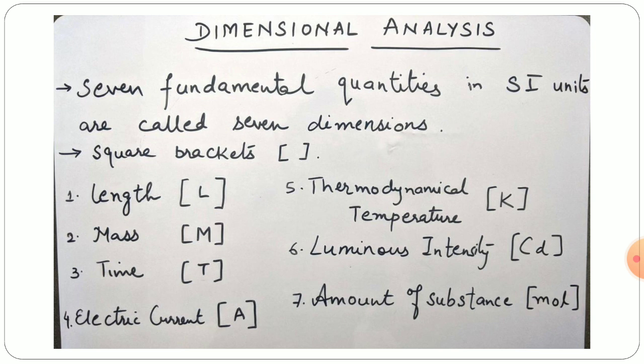For thermodynamical temperature, the SI unit is Kelvin. So, the dimension is represented as capital K within square brackets. For luminous intensity, the SI unit is candela. So, the dimension is represented by cd with C capital within square brackets. For amount of substance, the SI unit is mole, that is M-O-L-E, but we use only the first 3 letters to represent the dimension within square brackets.